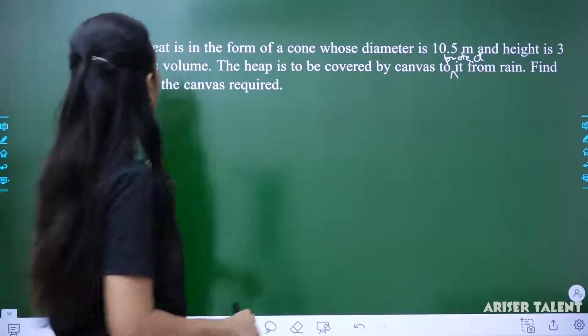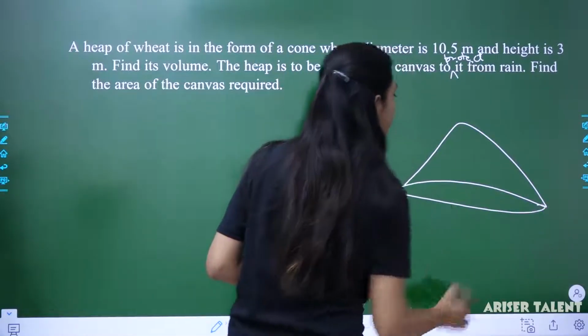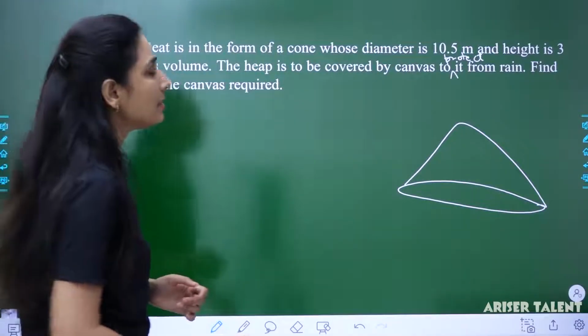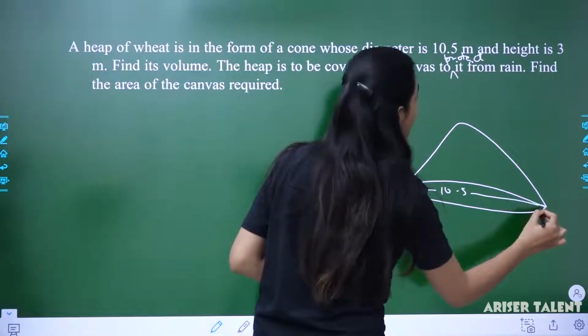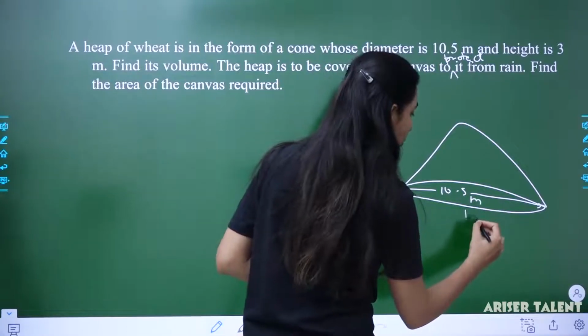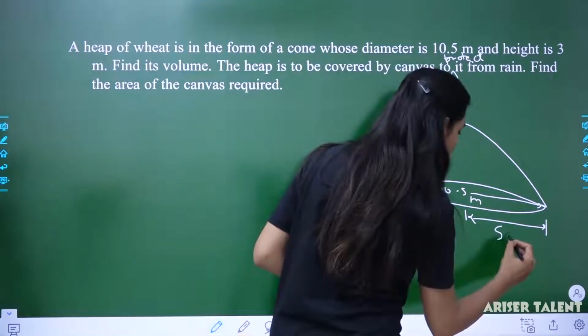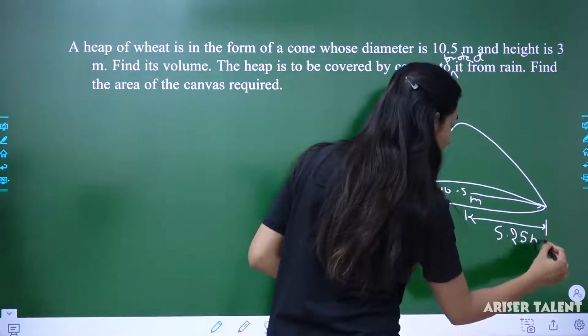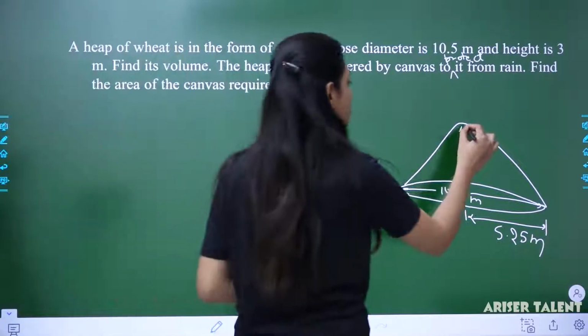So a heap of wheat. Heap is something like that. Okay. Whose diameter is 10.5. So this is 10.5 meters. So the radius will be what? 10.5 by 2. That will be 5.25 meters. The height is 3 meter.